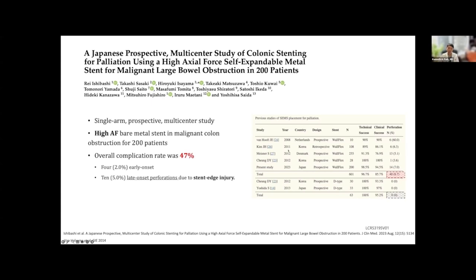And then interestingly, they also did a retrospective study looking at other studies as well, comparing the D type, again the cross-link, low axial force stents, versus all the high axial force stents. The perforation rates were obviously significantly higher for the high axial force stents.